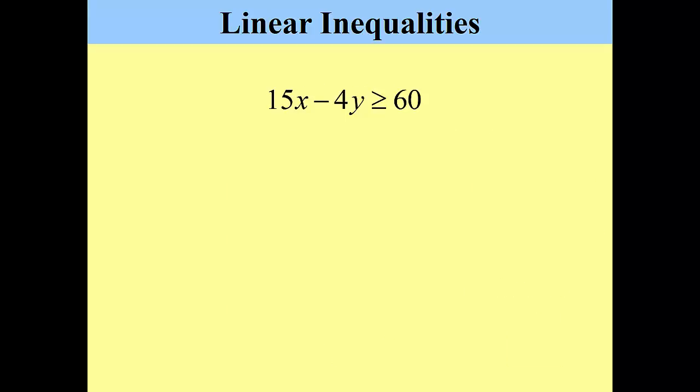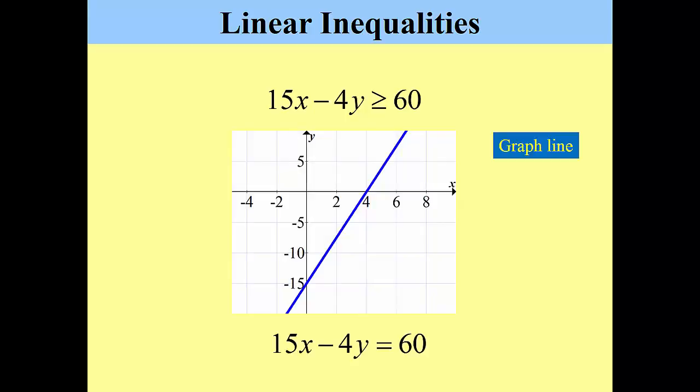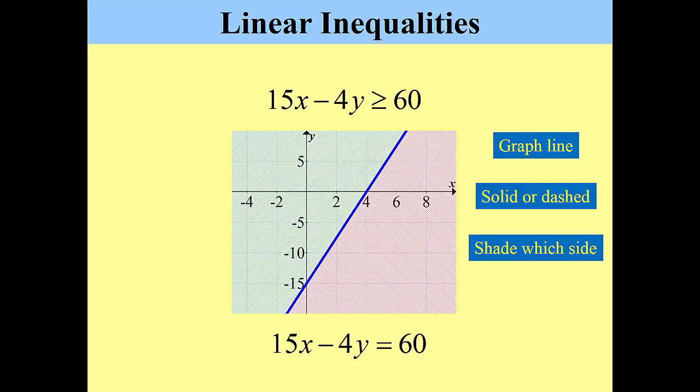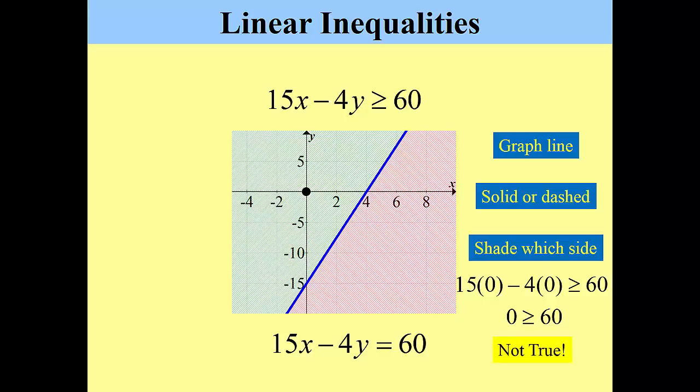Here's the last one of these that we'll look at. We draw the graph of the line. There's going to be a dot on the x-axis at 60 divided by 15 and a dot on the y-axis at 60 divided by negative 4. That's going to be a solid line. And if we choose the point 0, 0, 0 greater than 60 is not true, so we want to shade the bottom of the line.